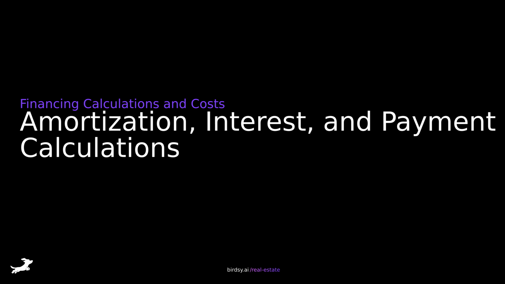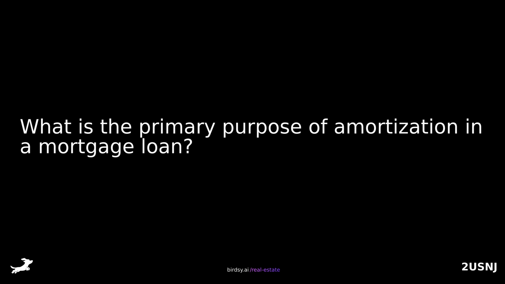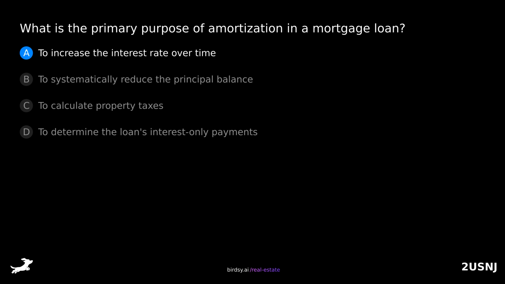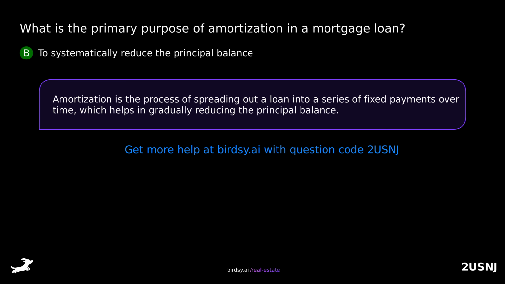Amortization, interest, and payment calculations. What is the primary purpose of amortization in a mortgage loan? Is it A, to increase the interest rate over time? B, to systematically reduce the principal balance? C, to calculate property taxes? Or D, to determine the loan's interest-only payments? The answer is B, to systematically reduce the principal balance. Amortization is the process of spreading out a loan into a series of fixed payments over time, which helps in gradually reducing the principal balance.